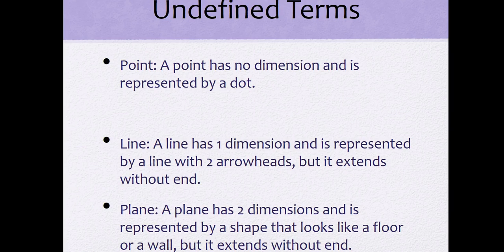So our first vocab word is point. The point has no dimension, and it's represented by a dot. So at a point, there would be a filled-in dot. Now usually when we're naming a point, you use a capital letter to name that point. So in this case, this would be point A.